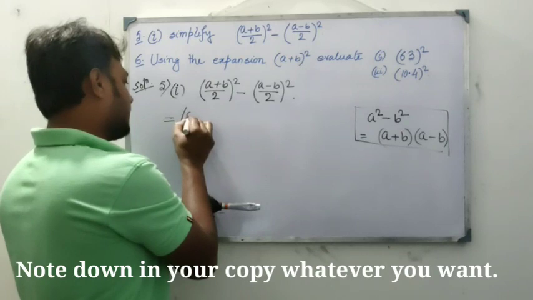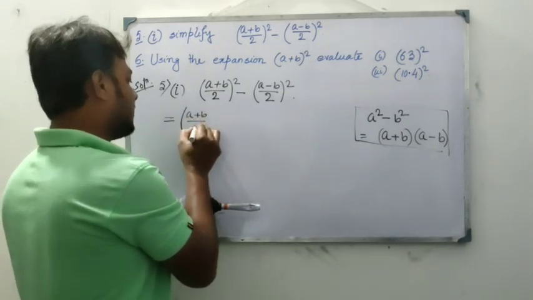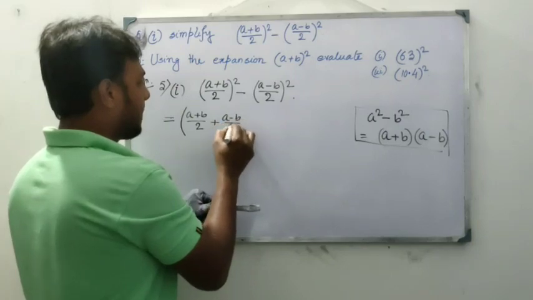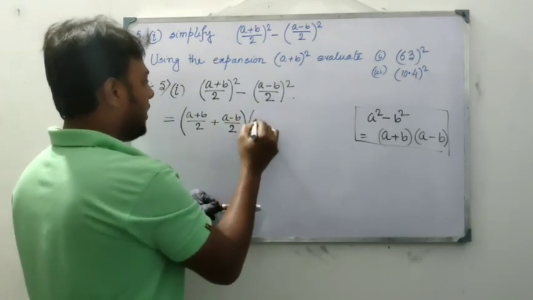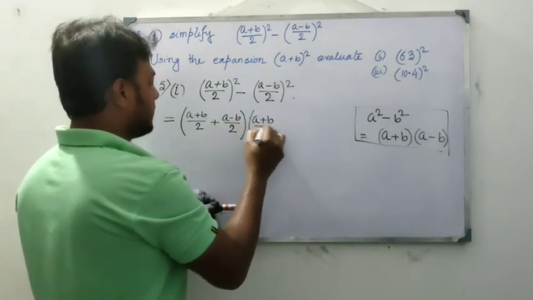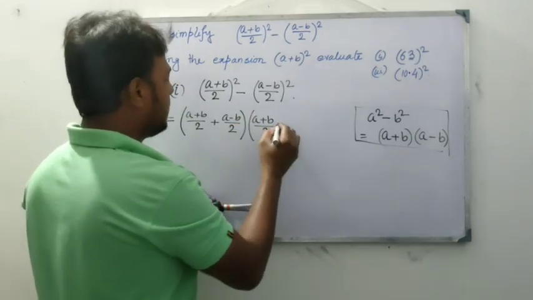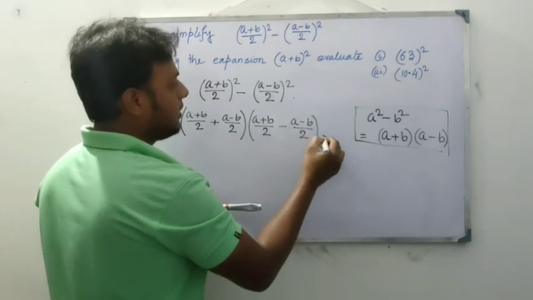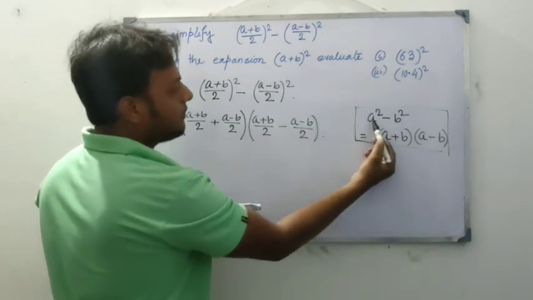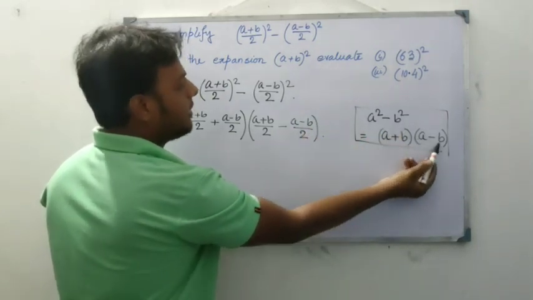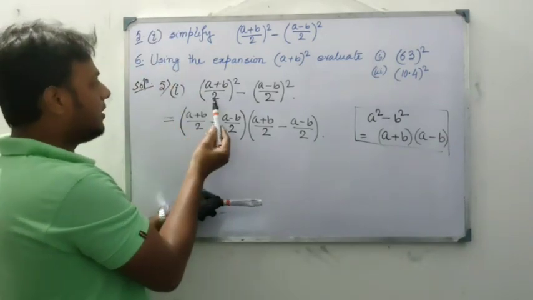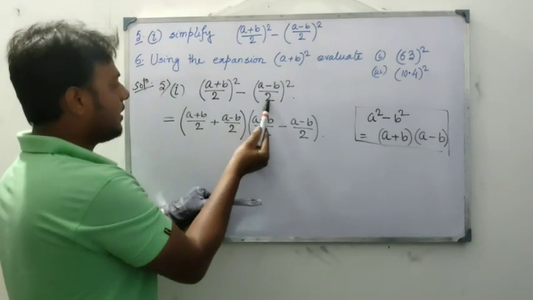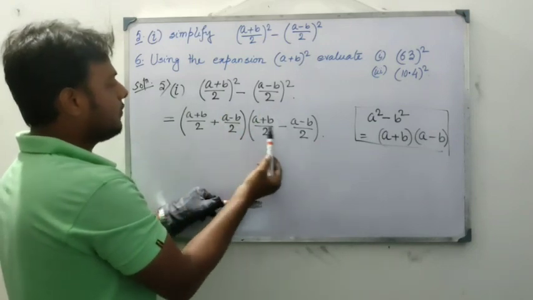That means (a plus b) by 2, this is our a, plus b into a minus b. So (a plus b) by 2, this is the first one, minus second one. Understood? See, a square minus b square means first plus second into first minus second. We have used the same thing. A square minus b square equals first plus second into first minus second.